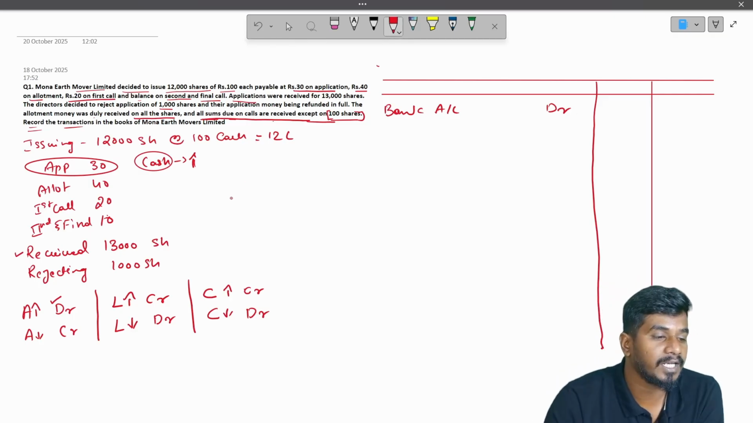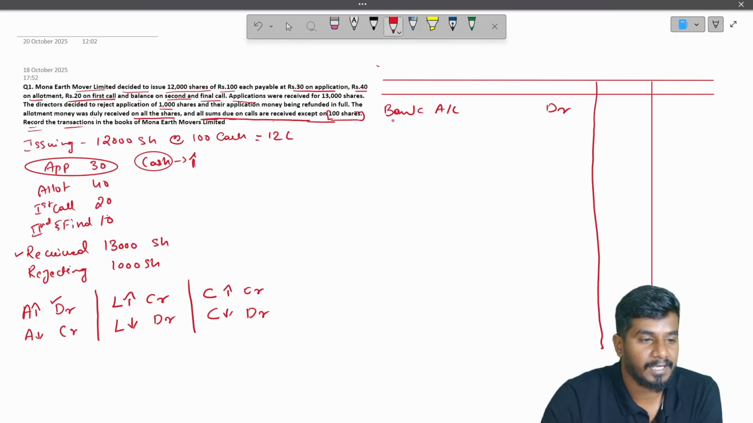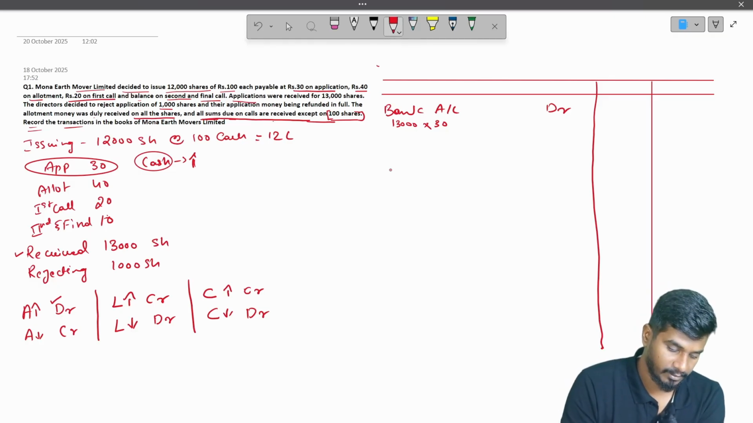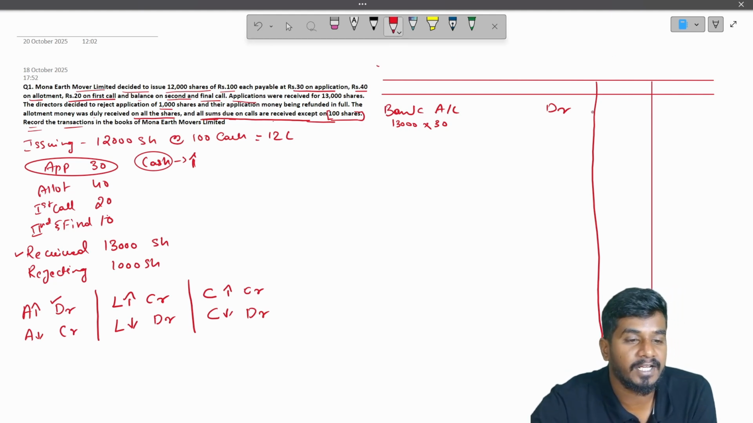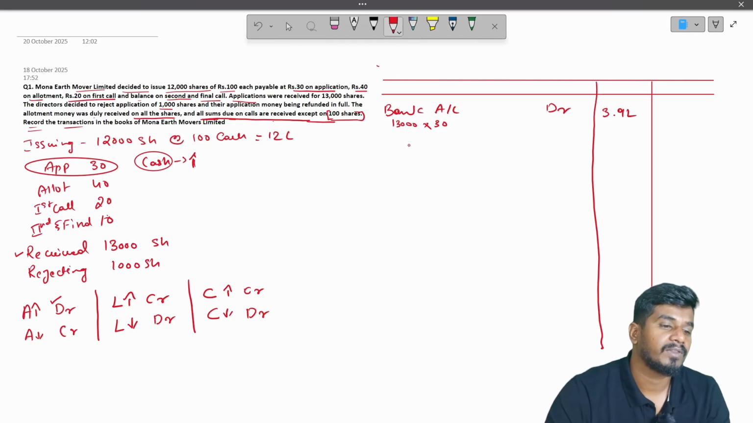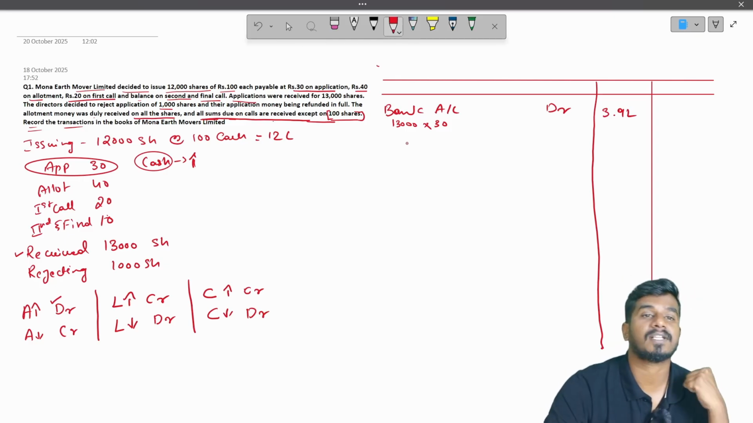So 13,000 into, shall I write it here? 13,000 into how much we have received on application? 30 rupees. So what is the amount? 13,000 into 30 rupees. Correct. It is 3,90,000 we have received in the bank account. 3.9 lakh. Right.